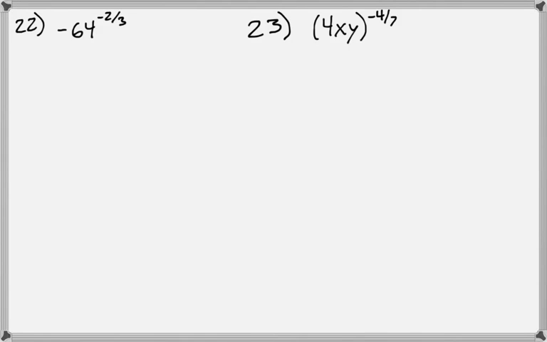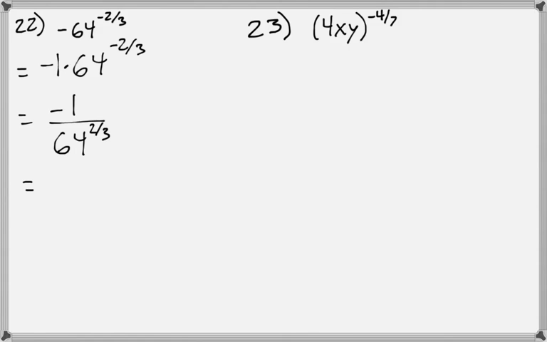On 22 we're trying to rewrite it with a positive rational exponent. We need to be careful because of this negative sign here. It's actually a negative 1 times 64 to the negative 2/3. So then I'm going to write it with a positive exponent, so I need to move it down to the denominator and then make it a positive exponent. And then I can actually convert that exponent into a radical and then simplify.